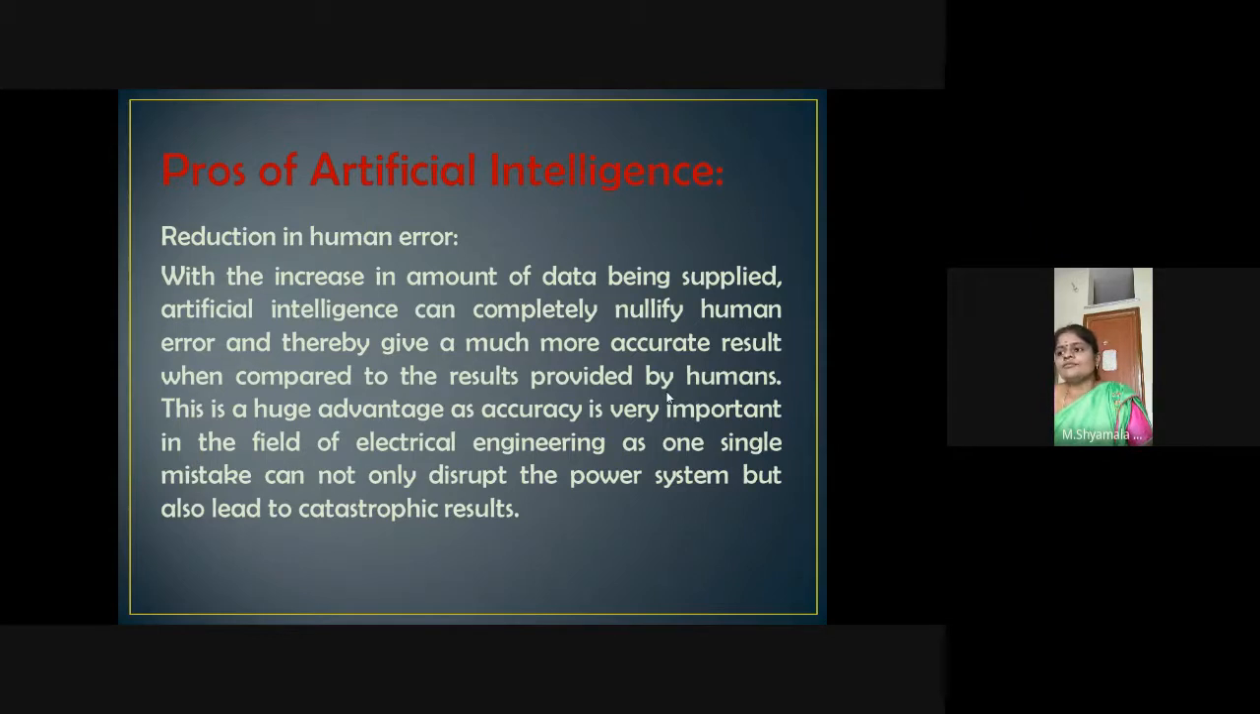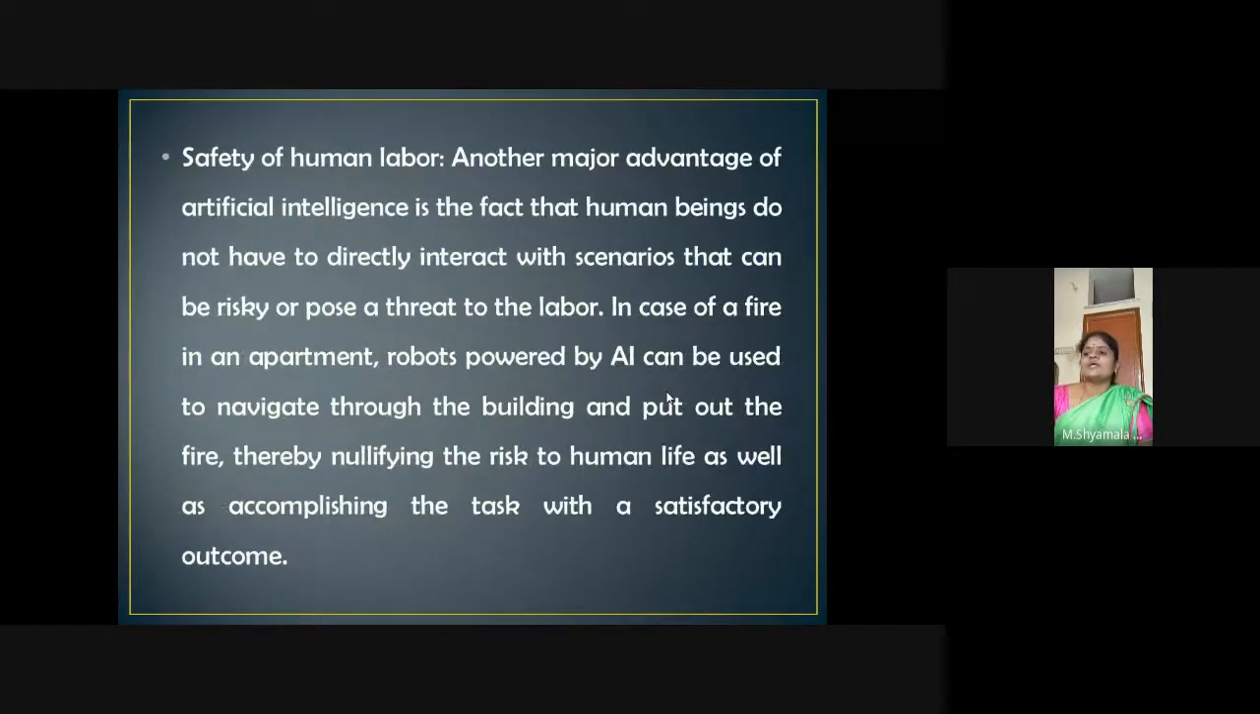With the increase in the amount of data being supplied, artificial intelligence can completely nullify human error and thereby give a much more accurate result when compared to the results provided by humans. This is a huge advantage as accuracy is very important in the field of electrical engineering, as one simple mistake can not only disturb the power system but also lead to unexpected results. The second advantage is the safety of human labor.